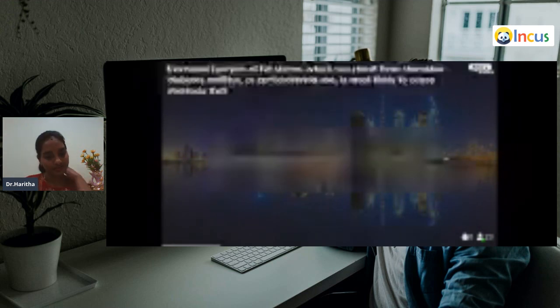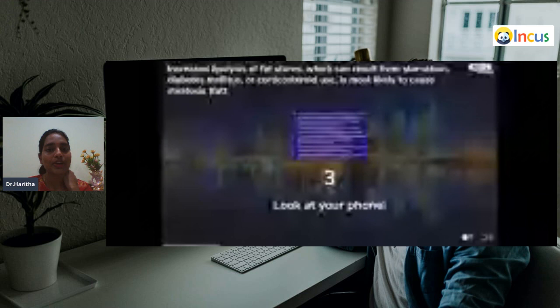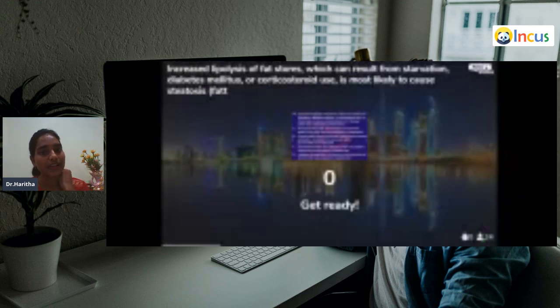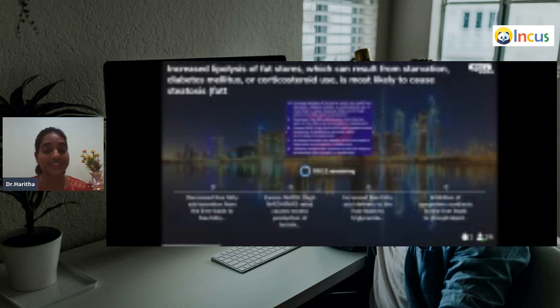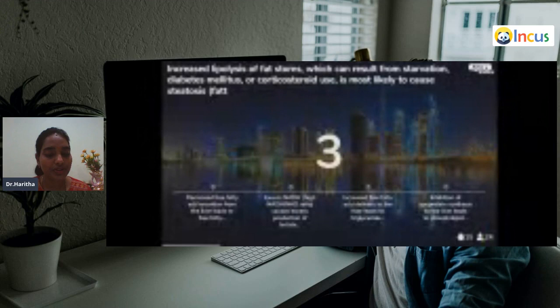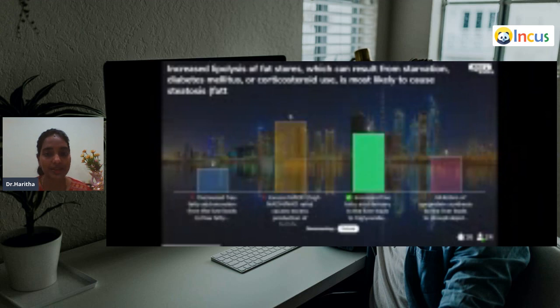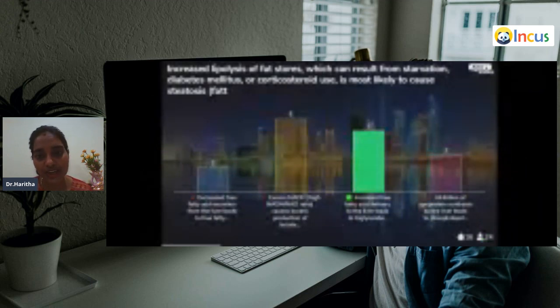Increased lipolysis of fat stores, which can result from starvation, diabetes mellitus, or corticosteroid use, is most likely to cause steatosis through which of the following mechanisms? Decreased fatty acid excretion from the liver leading to free fatty acid accumulation in hepatocytes? Think about the answers. The time is up.